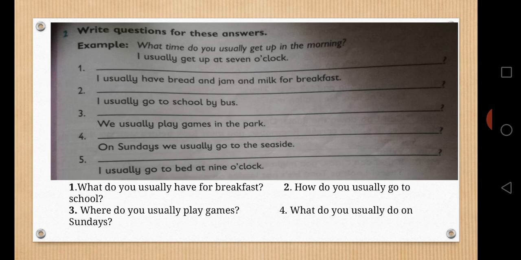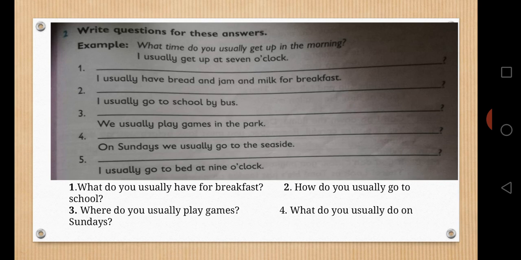Second one, I usually have bread and jam and milk for my breakfast. So the question would be, what do you usually have for breakfast? Second, I usually go to school by bus. So what would be the question when you ask from someone? Question would be as, how do you usually go to school? Third, we usually play games in the park. Question would be, where do you usually play games?